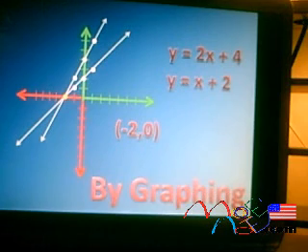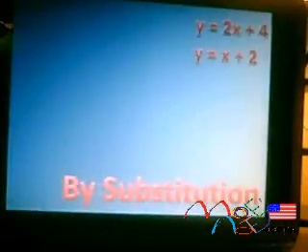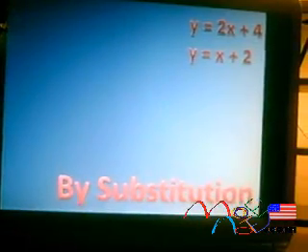Well, maybe I don't trust that result. In this case, maybe it's obvious, maybe it's not, maybe I misgraphed them. So you can check yourself with a more reliable method, which will get you an exact result. The first one is substitution. Okay?